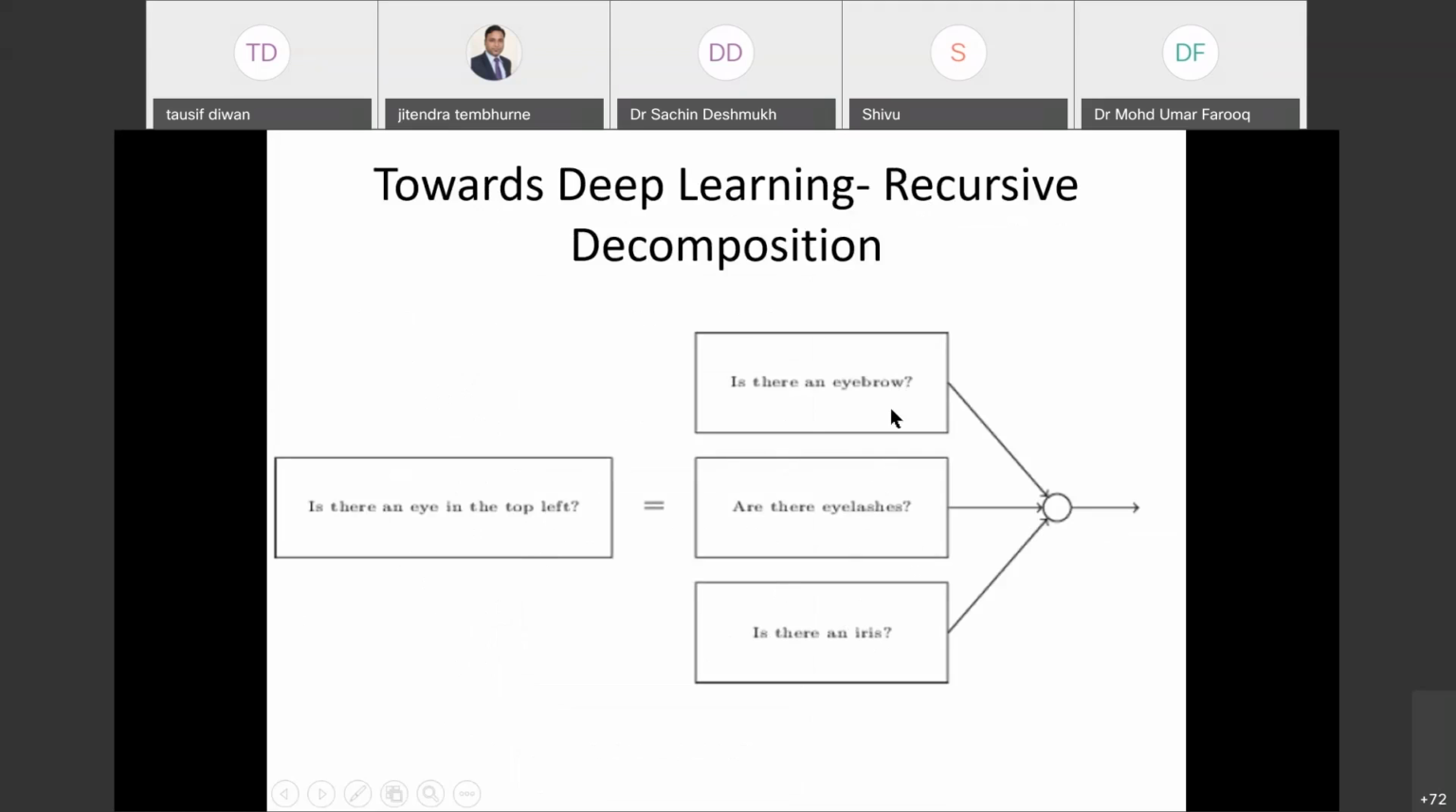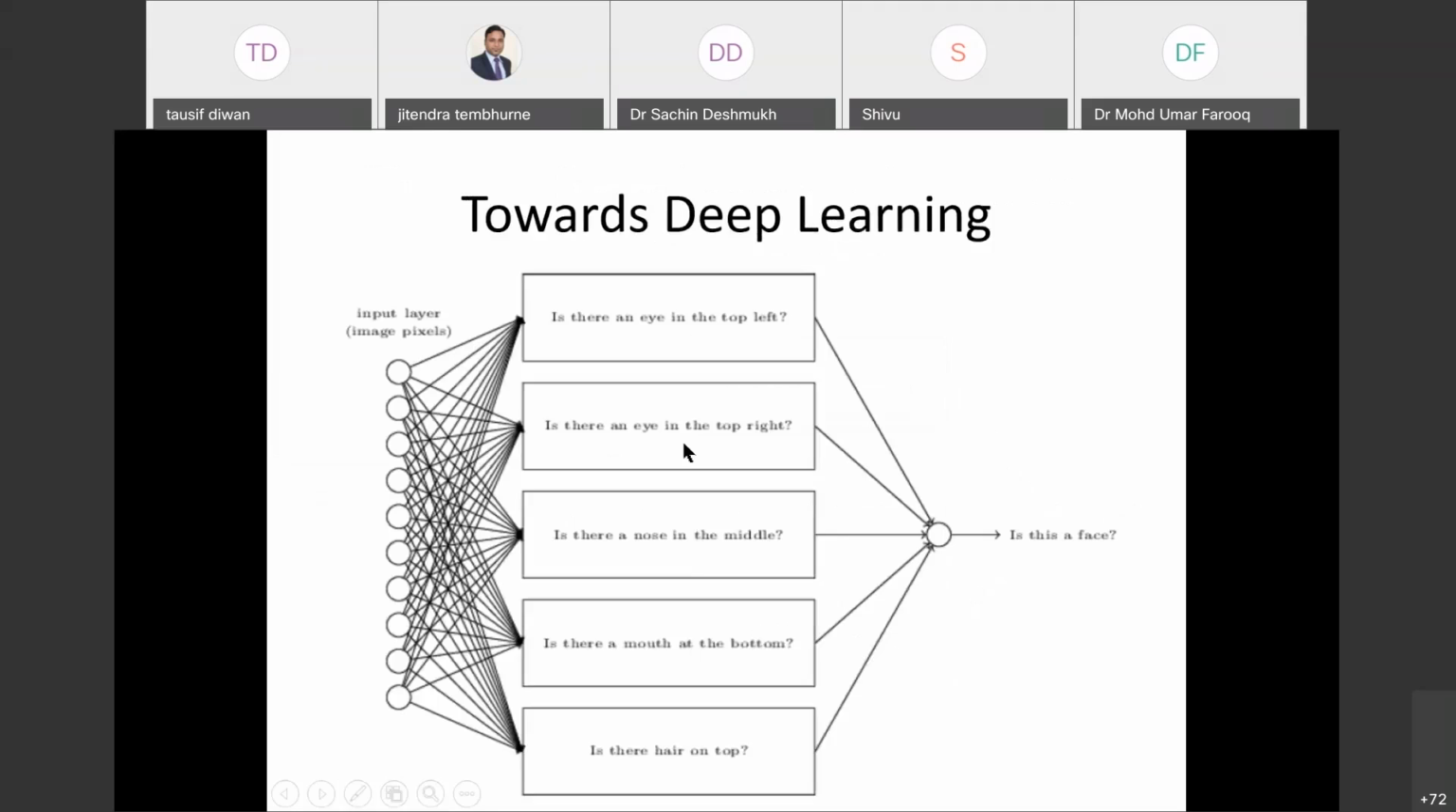We will take the output of each and every subproblem, and on the basis of the result of these 3, we will conclude whether there is an eye in the left or not. Is it fine? So ultimately what we are doing is that this first subproblem is broken up into 3 subproblems. So in the neural network analogy, we are inserting another layer here. So the 3-layer neural network is getting transformed into a 4-layer neural network.